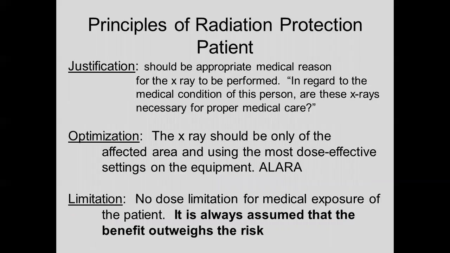Okay, so principles of radiation protection for the patient. First, justification. There should be good justification for the reason you're prescribing radiation to a patient, okay? Are you going to get some benefit from this? Optimization. You should use the lowest dose of radiation possible, okay? And then limitation. I've said this before and I've gotten arguments about it: there is no limit to the amount of radiation you can give a patient, as long as you believe there is a benefit to it, okay?